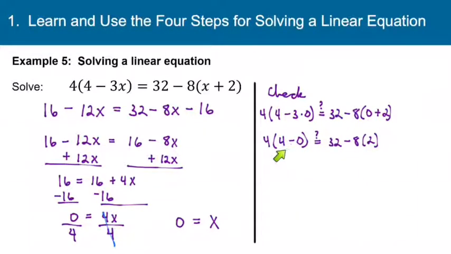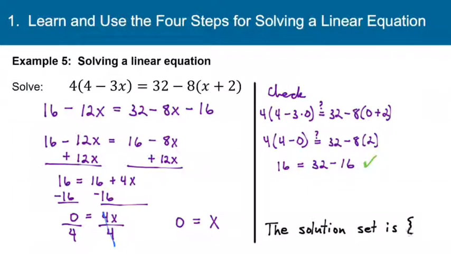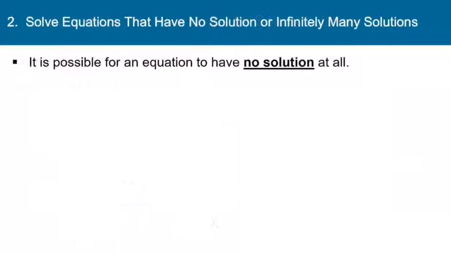Okay, now back to the left side. 4 minus 0 is 4, so 4 times 4 is going to be 16. Over here on the right, 8 times 2 is 16, so now we have 32 minus 16, and of course we know 32 minus 16 is 16. So this is a true statement, and so now we can be sure that the solution set for this equation is 0.